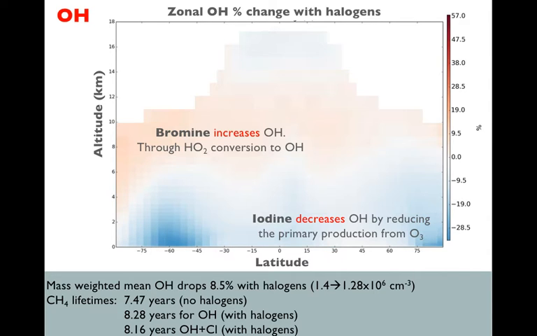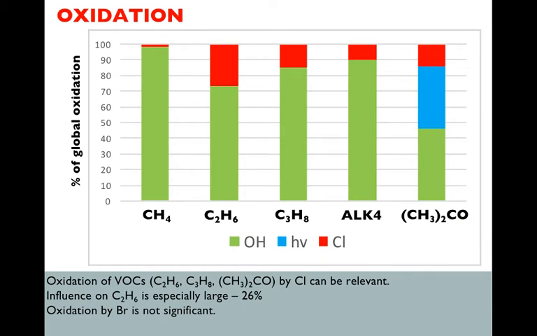If we look at the oxidation of different VOCs, this is the oxidation of some of the VOCs in GEOS-Chem. The green bar shows the fraction that's being oxidized by OH, and the red is the fraction coming from chlorine. We get about 2% of the methane being oxidized by chlorine, but up to about 26% of the ethane being oxidized by chlorine, and then it drops off again as the carbon number increases. Bromine oxidation isn't particularly significant for the VOCs.